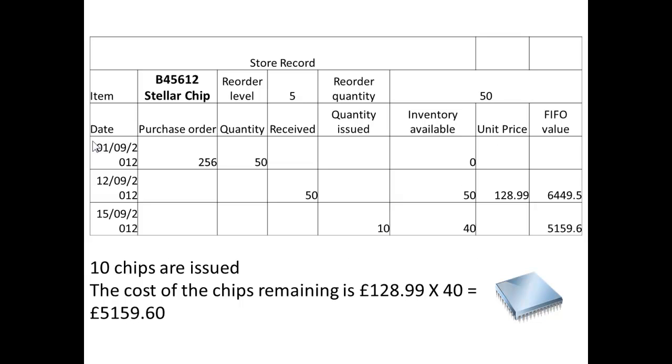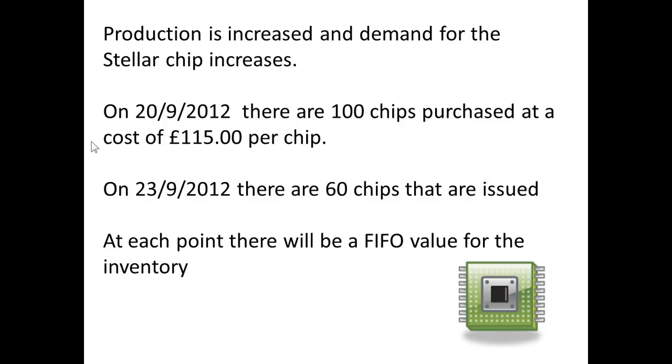Now let's assume that we issue 10 chips. The inventory that's now left, or which is available, is 40. So if we want to do the value of the inventory at that point, it's 40 times the 128.99 that each chip is worth. So it's 515,960. Now, supposing there is an increase in demand for the chips, and we need to purchase another 100, and this time we pay £115 per chip. And then 3 days later we issue 60 more chips for production.